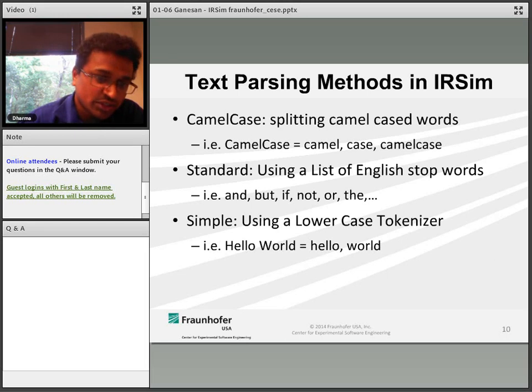And we can also use standard parsing technique, which is basically use a list of English stop words, ignore them, and keep the rest as it is. The user can define what are the stop words you would like to consider. And then there's also another type called simple parsing type, which is basically converting uppercase to lowercase. That's all. And we have designed it in a way that more parsing methods can be added if needed.